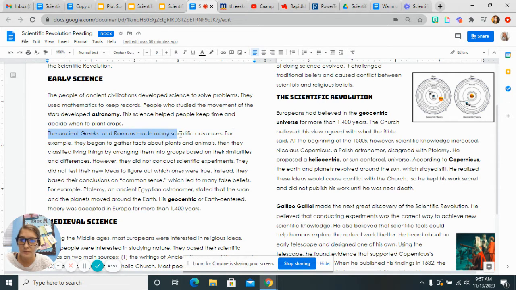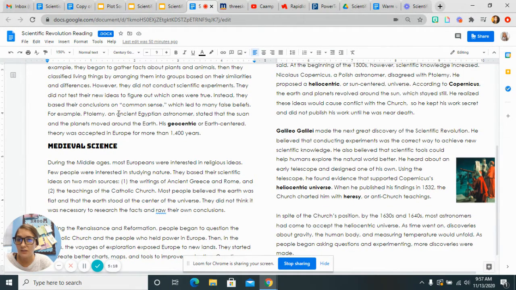The ancient Greeks and Romans made scientific advances. For example, they began to gather facts about plants and animals. Then they classified living things by arranging them into groups based on their similarities and differences. However, they did not conduct scientific experiments. They did not test their new ideas and figure out which ones were true. Instead, they based their conclusions on common sense, which led to many false beliefs. For example, Ptolemy, an ancient Egyptian astronomer, stated that the sun and the planets moved around the earth. His geocentric or earth-centered theory was accepted in Europe for more than 1400 years.